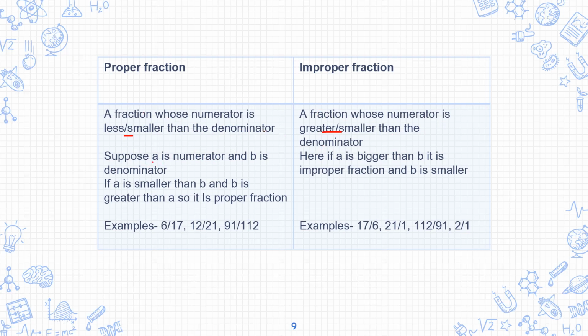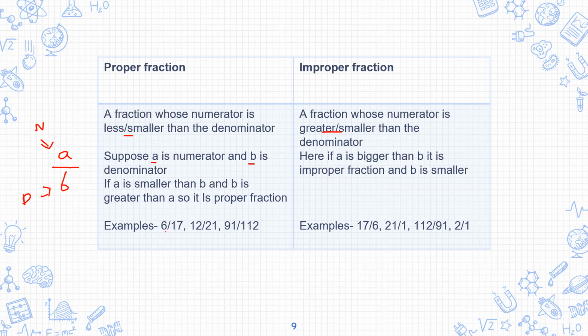Suppose a is the numerator and b is the denominator. If a is smaller than b, then it is considered to be a proper fraction. This is a proper fraction because a is smaller than b. We don't know the value of a, but I'm just explaining as an example. If a is smaller than b and b is greater than a, it is a proper fraction.